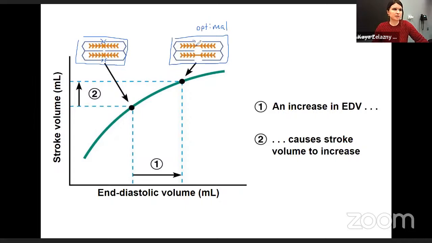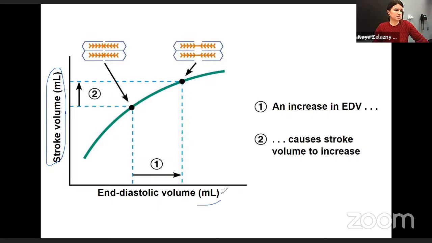Whereas here, we have a great amount of overlap. So we can see all those cross bridges on the myosin touching the actin, but we've got room to contract, right? We have a space that we can make shorter. So that's what creates that force of contraction. So this is a curve of the stroke volume, so how much we're squeezing out. And over here on the x-axis, we're looking at the effect of end diastolic volume. So that amount of blood in the heart, creating those different states for our sarcomeres, creating different amounts of contractility and therefore different amounts of stroke volume.